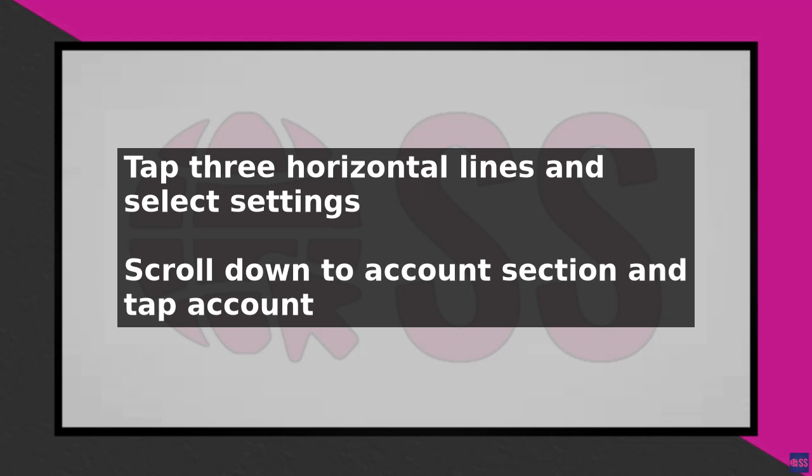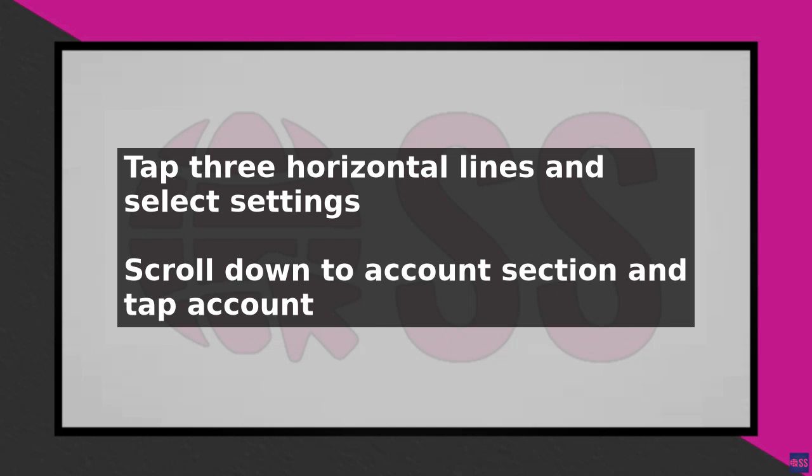In the Settings menu, scroll down to the Account section and tap on Account. Look for the Private Account option and toggle the switch to the right to enable Private Account. When you enable Private Account, only approved followers will be able to see your posts and stories.